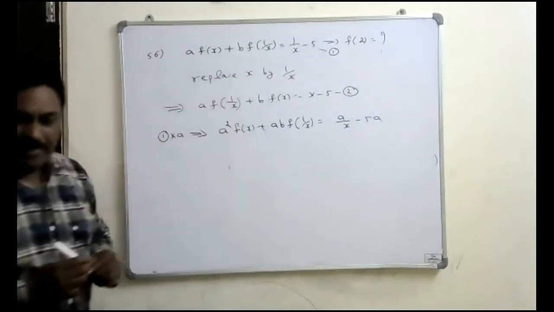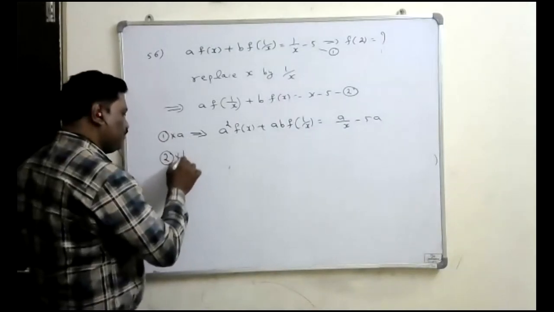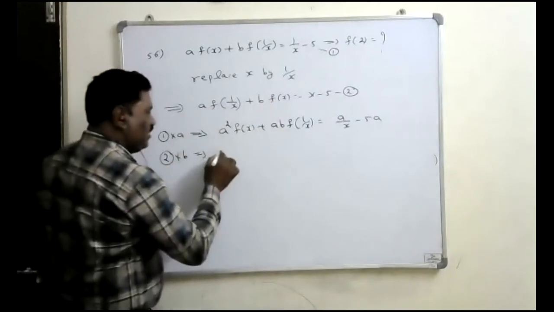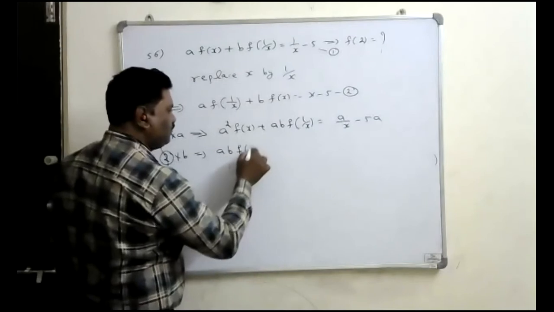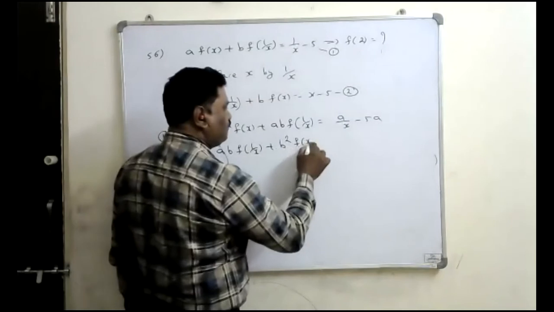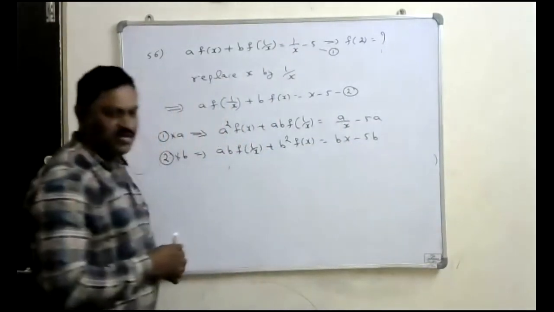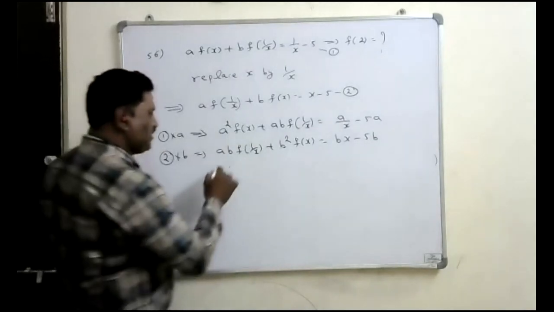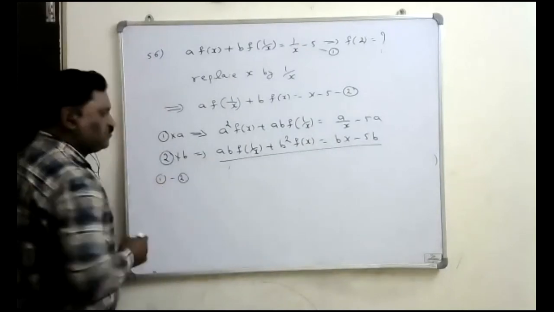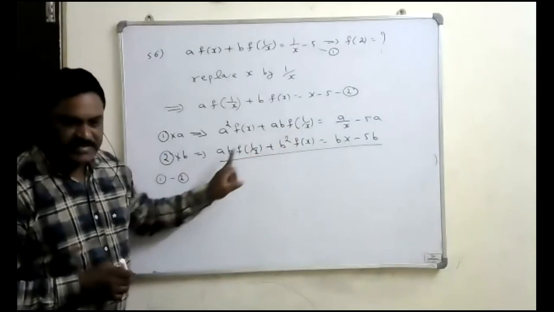हर टर्म दोनों साइड a से मल्टीप्लाई करो. ओके. और इक्वेशन 2 b से मल्टीप्लाई करो. Equation 2 multiplied by b. Then we are getting ab f of 1 by x plus b square f of x is equal to bx minus 5b. Okay. This is what we are getting. Now we will subtract them, 1 minus 2. Why am I multiplying like that? The coefficient of f of 1 by x, I made it equal now.